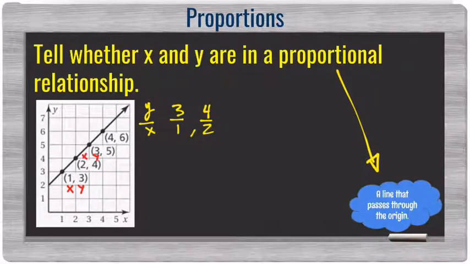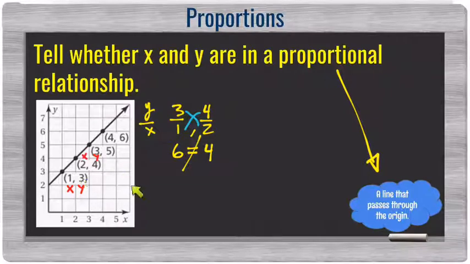We already know they're not. And so if I cross multiply, which is one method, you could do 3 times 2 is 6, and 1 times 4 is 4, and you can clearly see those are not equal to each other. So x and y are not in a proportional relationship given the values on this graph.